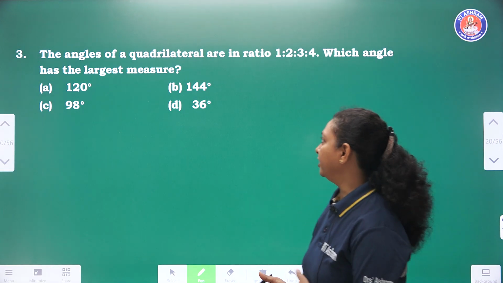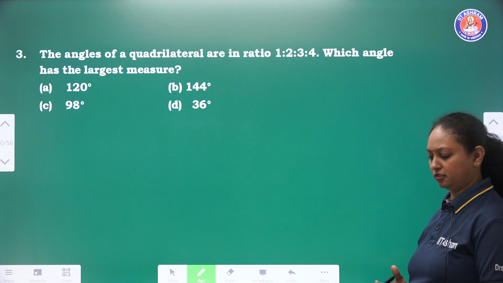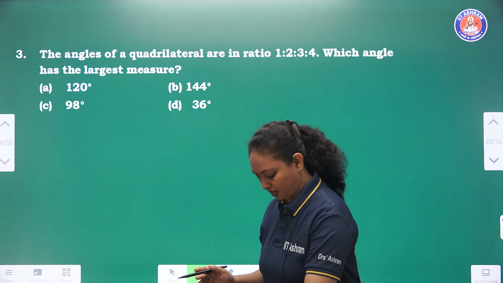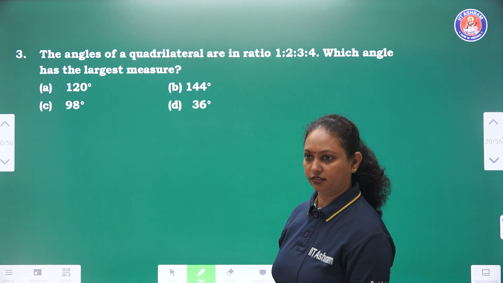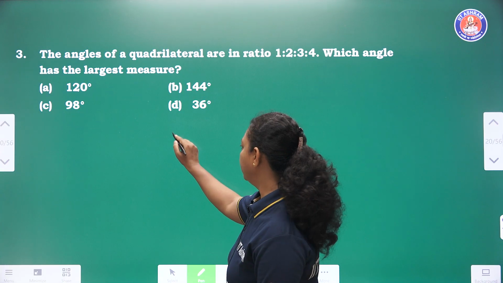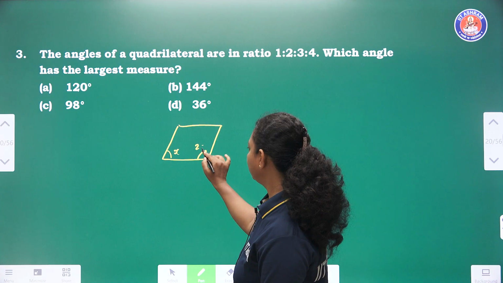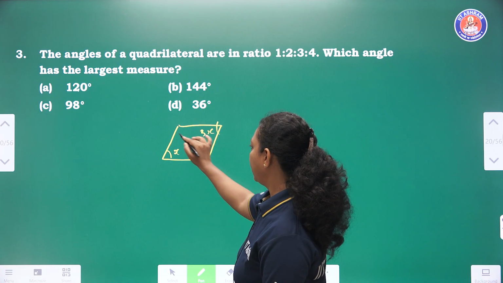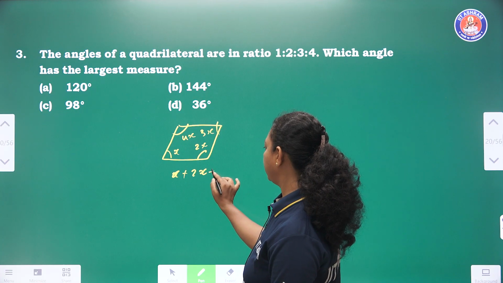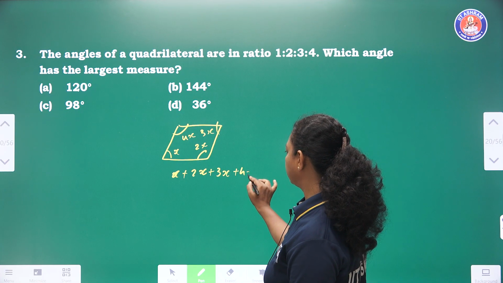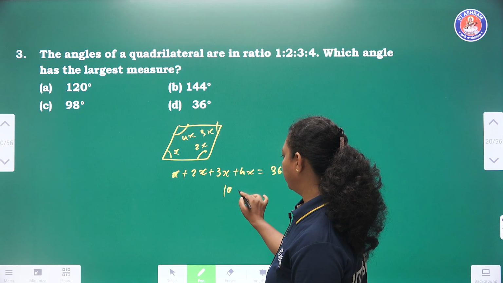The angles of a quadrilateral are in the ratio of 1:2:3:4. Which angle has the largest measure? As we know, the sum of angles of the quadrilateral is 360. So, we write the first angle as x, then the others would be 2x, 3x and 4x. And we know that x plus 2x plus 3x plus 4x is equal to 360 degrees. This is equal to 10x.